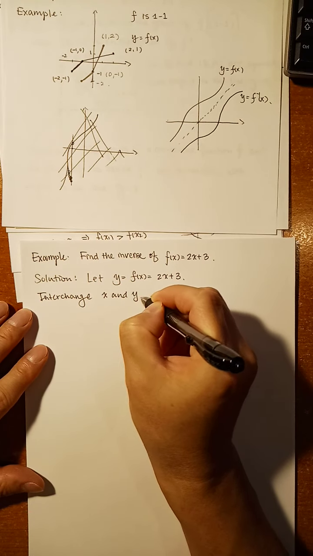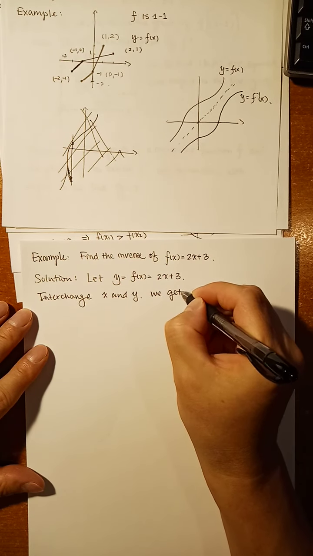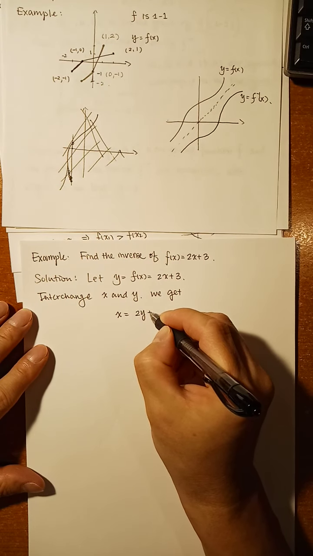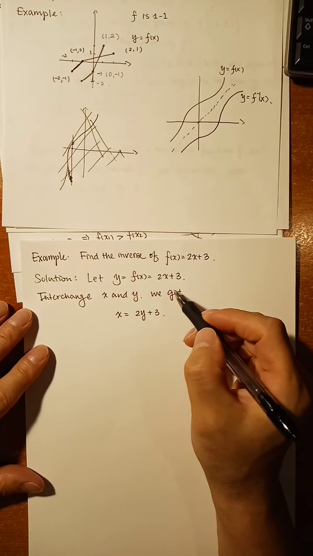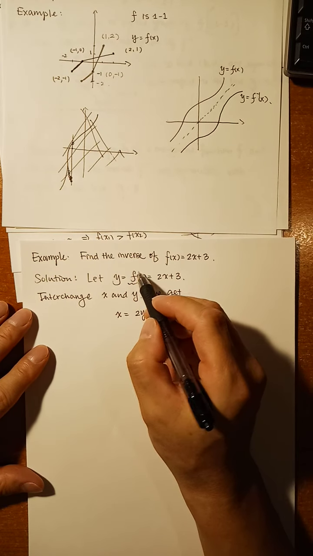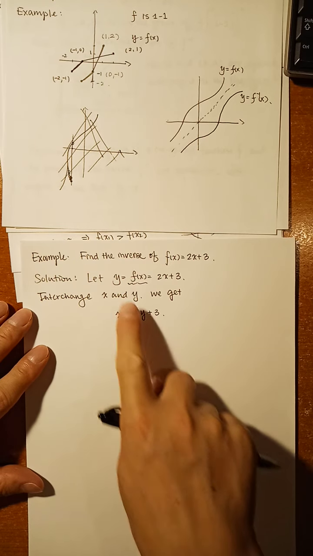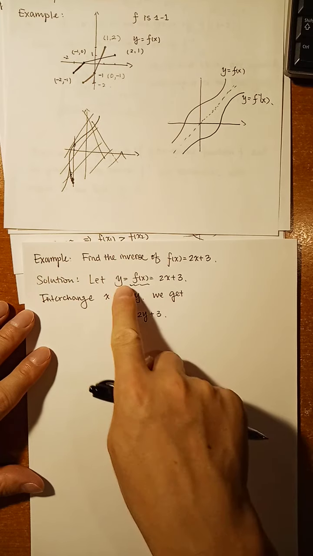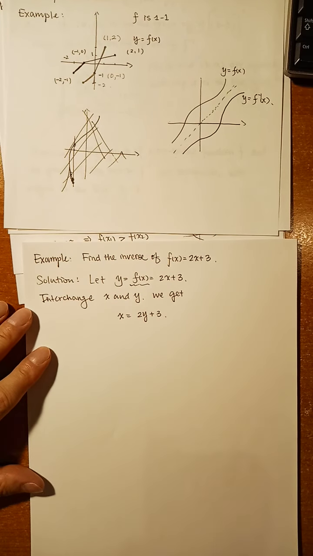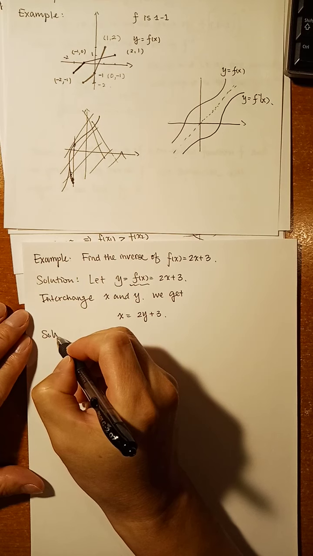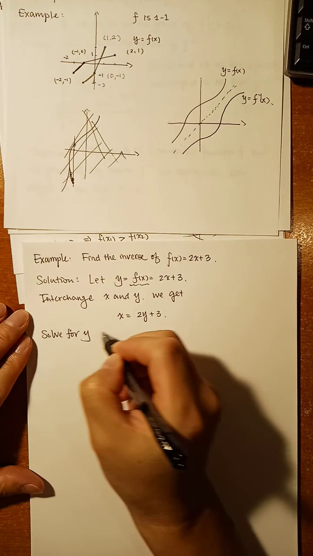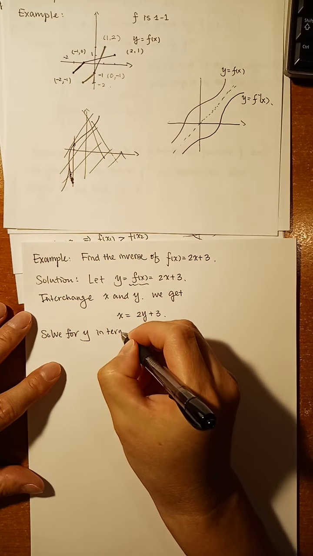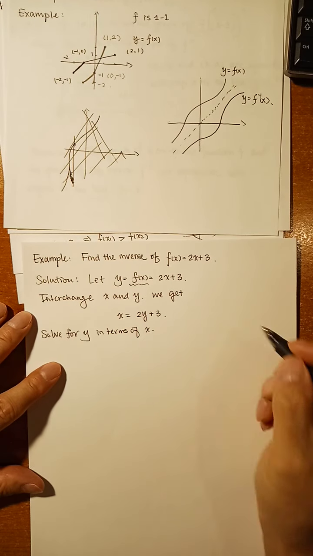Interchange x and y, we get, y becomes x, x becomes y. This is a middle step, you can just ignore it. You just get y is equal to 2x plus 3, and then you interchange x and y. Whenever you see y, you write x. When you see x, you write y. And then solve for y. We are going to write y as a function of x, in terms of x.